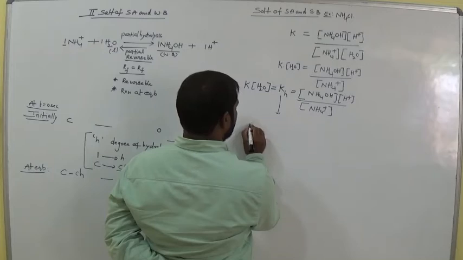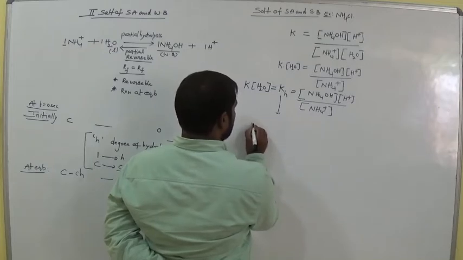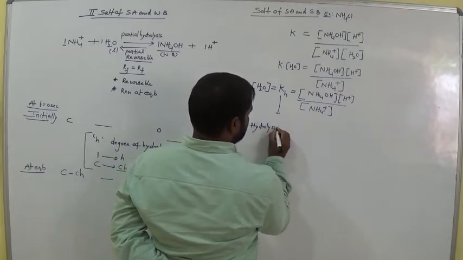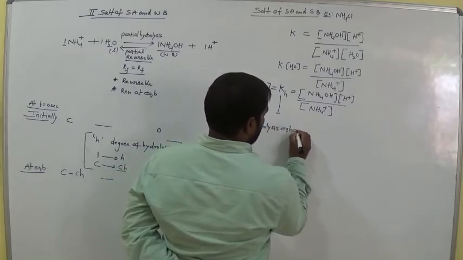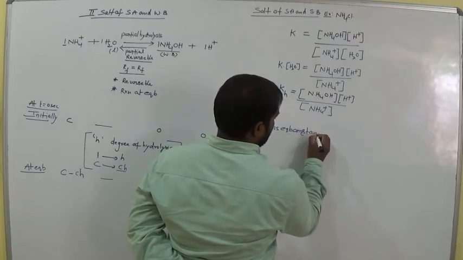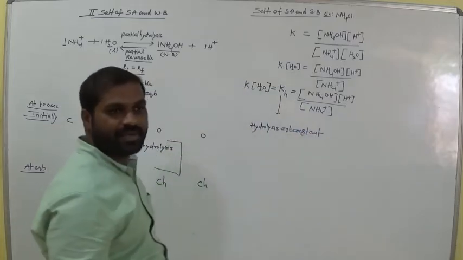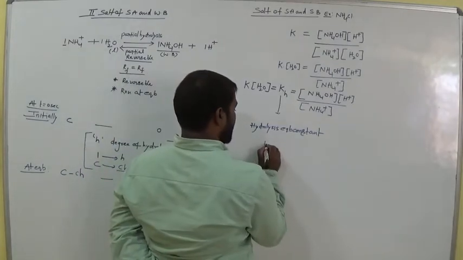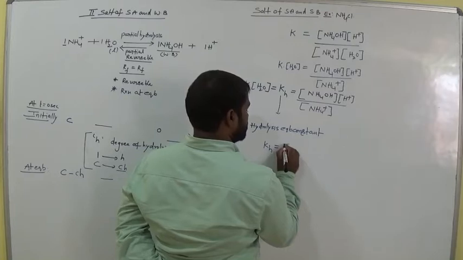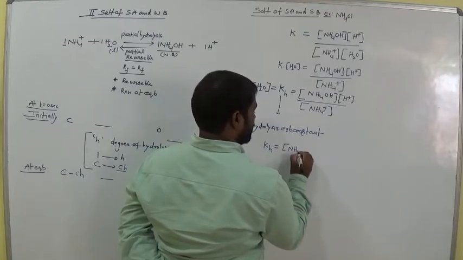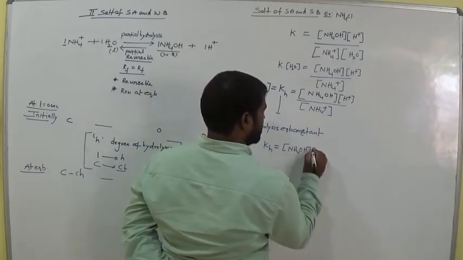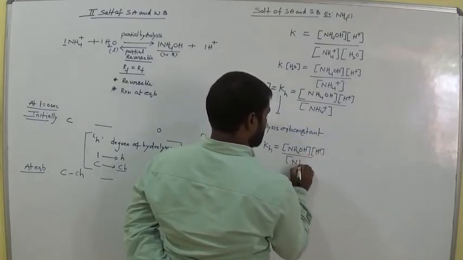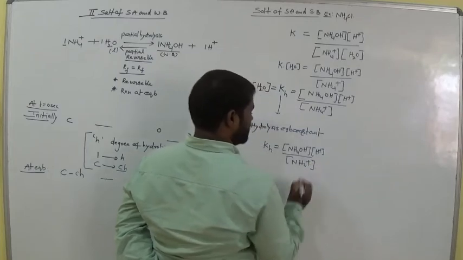We call it the hydrolysis equilibrium constant. Hydrolysis equilibrium constant, KH. So remember this. Now finally KH equals NH4OH and H plus over NH4 plus, am I right?